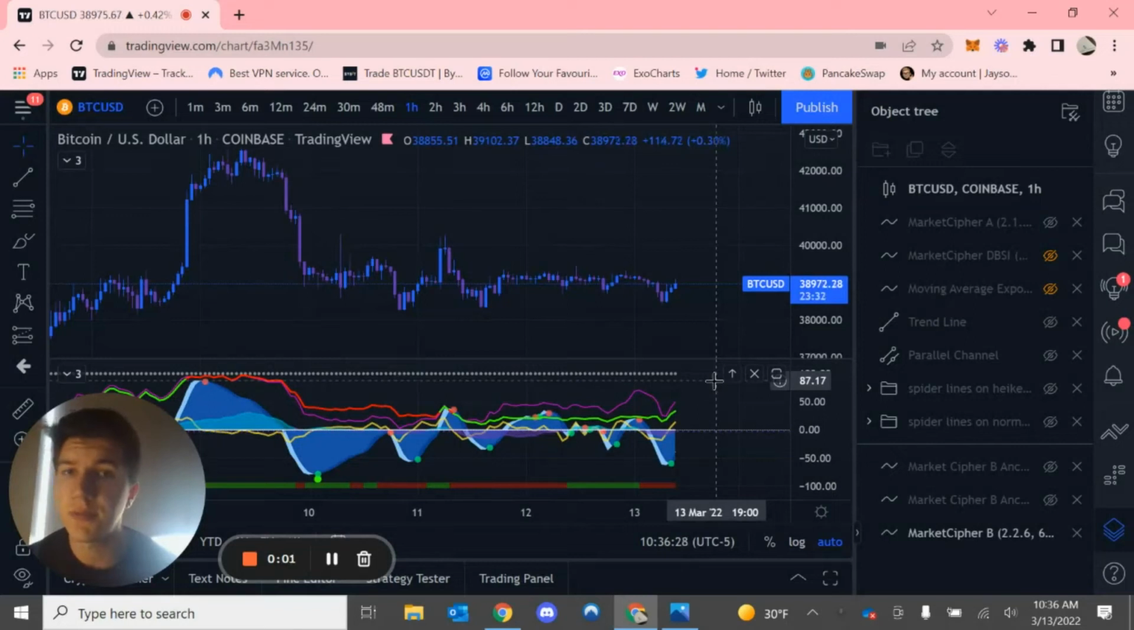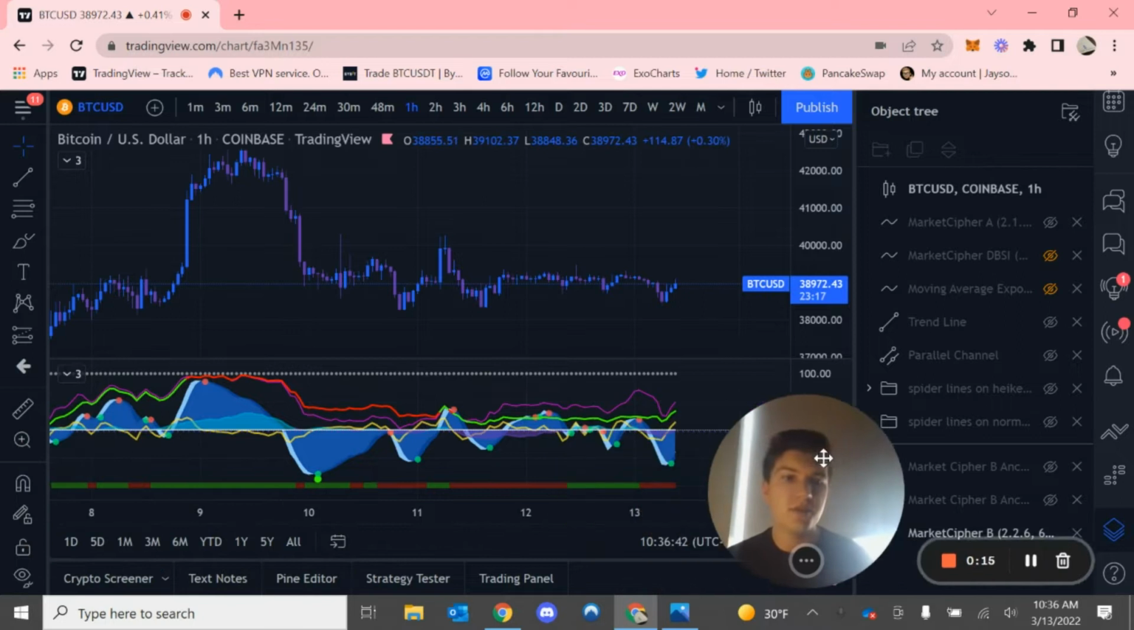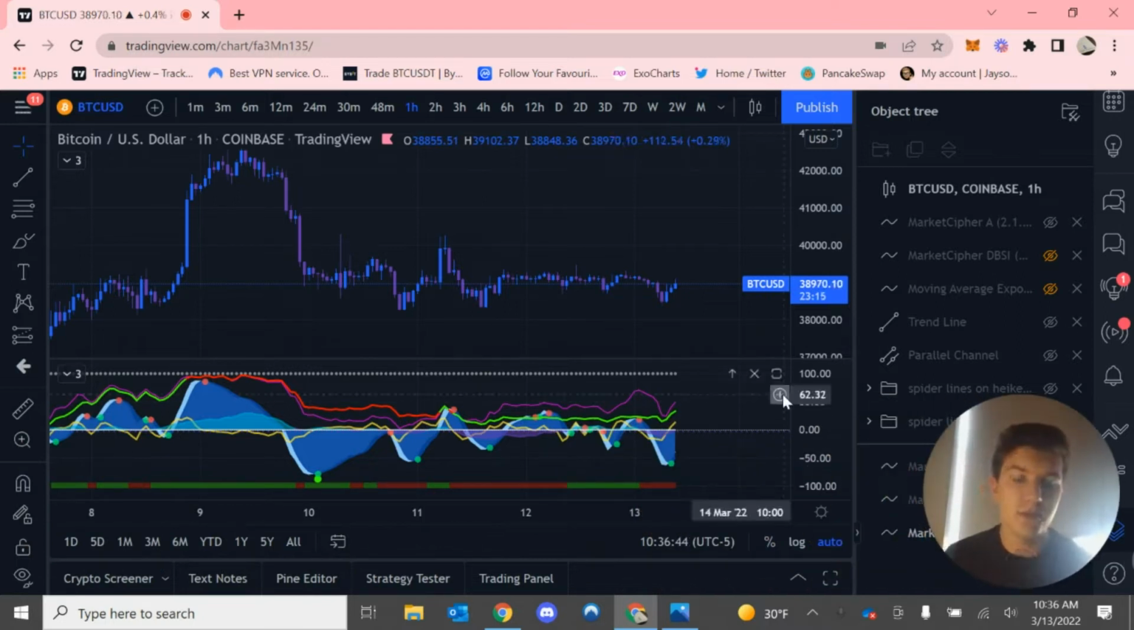Hello, everybody. This will be a very beginner strategy. I know it can be very intimidating and kind of confusing and complex when you're first getting started on Market Cipher. This will be a very basic strategy that I used as a beginner to profit and use Market Cipher B.